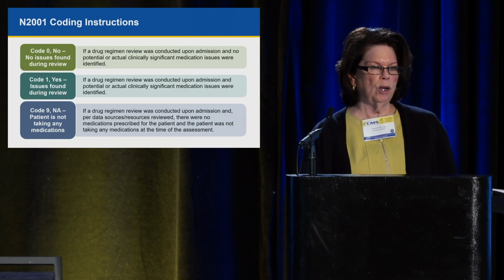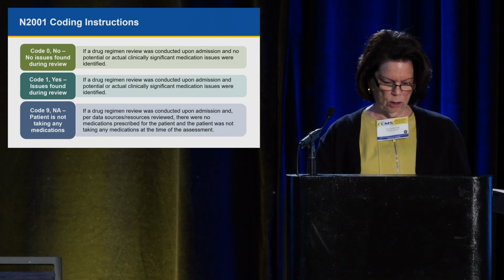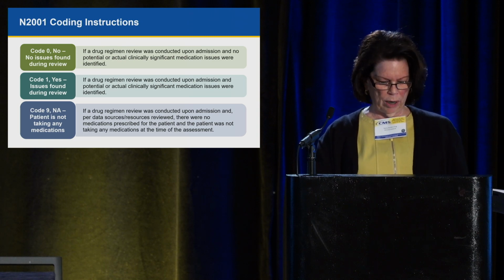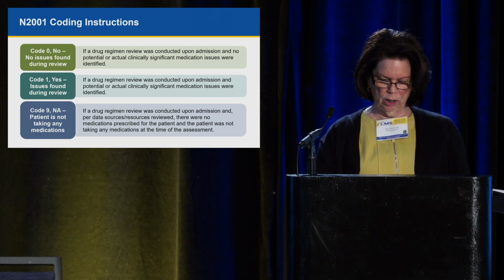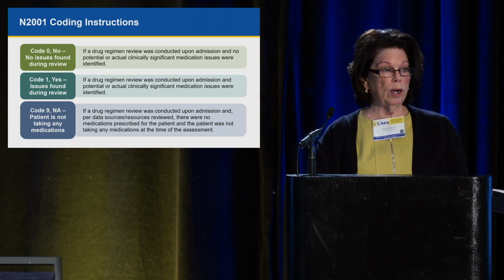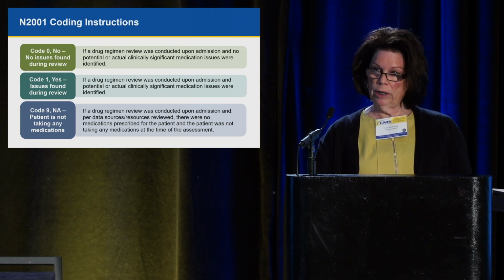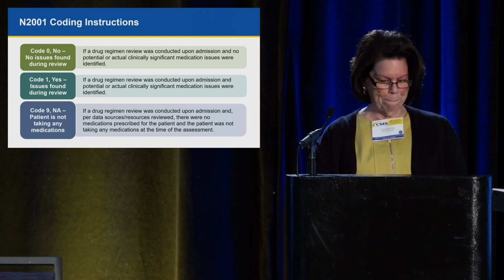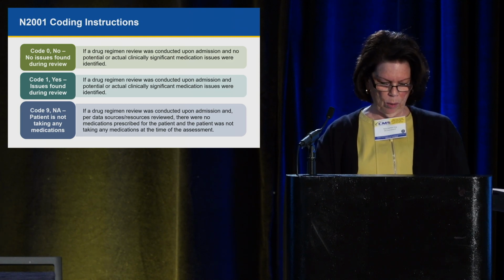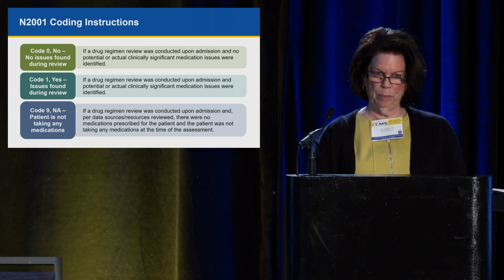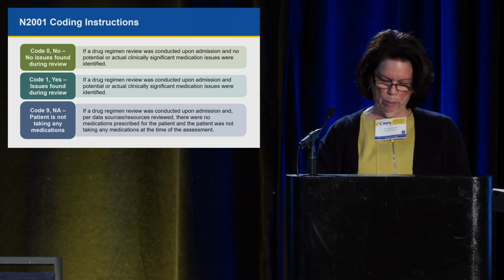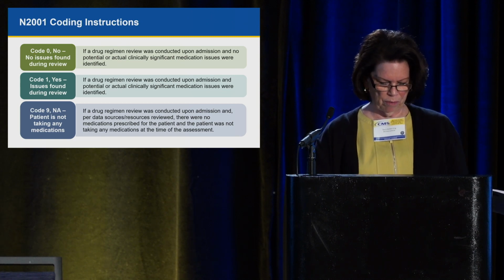So when do you code the specific options that you have here? You are going to code 0, no, for N2001 if no clinically significant medication issues were identified during the drug regimen review. You're going to code 1, yes, if one or more clinically significant medication issues were identified during the drug regimen review. And you're going to code 9, not applicable, if the resident was not, I keep saying resident, that was yesterday, if the patient was not taking any medications at the time of the drug regimen review.